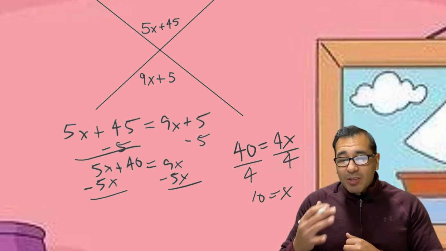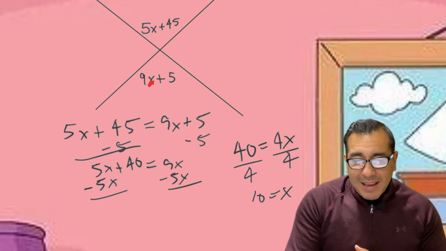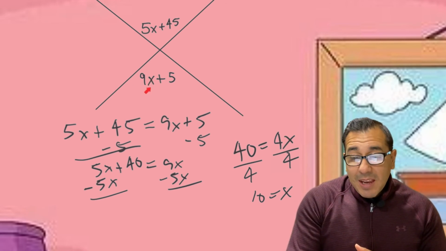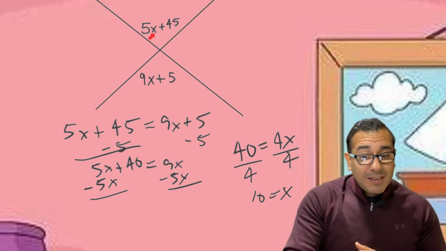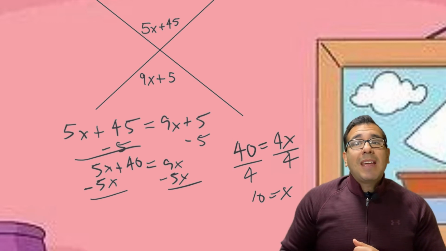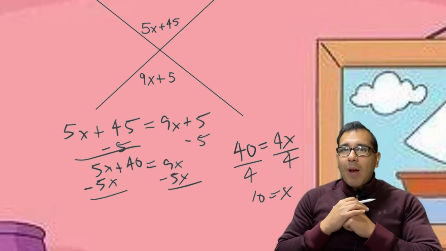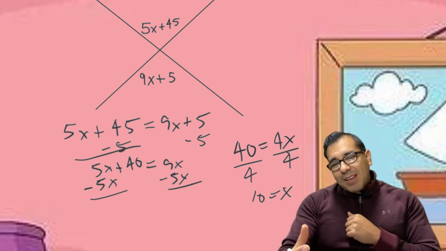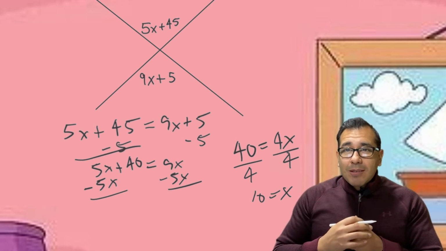In this case, we're just solving for x, which is 10. If you want, you could plug it back in. I know they're not asking. You get 9 times 10, which is 90, plus 5, 95. If I plug in the 10 here, I get 50 plus 45, which is 95. Both of them are 95, so we know we did it right. But in this case, they just want us to solve for x. So make sure you read the instructions, and Dr. Math has you covered.